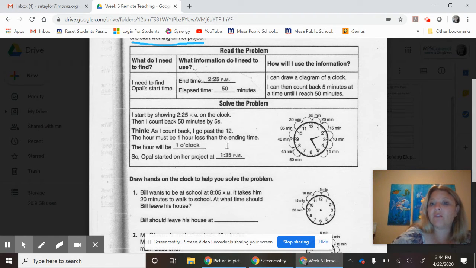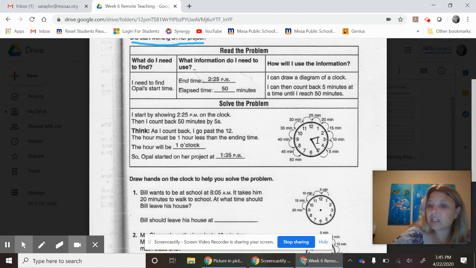And we need to go backwards 50 minutes. We also know that on a clock, it's by 5 minutes. So you can count by fives up to 50. So 5, 10, and you go all the way around. It kind of looks like a flower anyway. You end up on the 7. If you ended up on that 7, that means it would be 5, 10, 15, 20, 25, 30, 35. So that is where they got the 35.